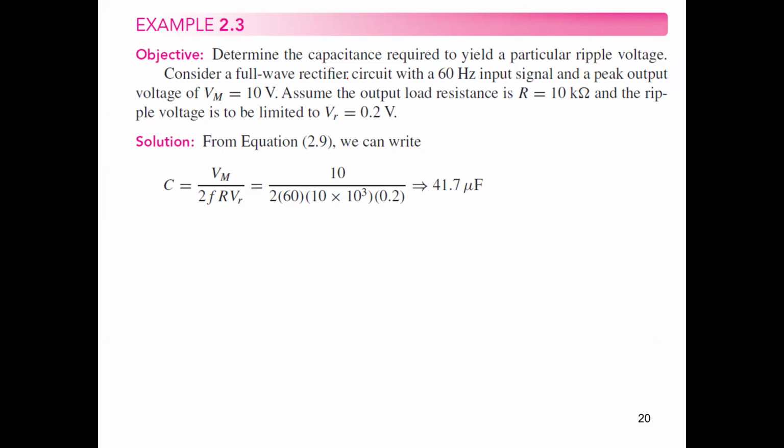Consider a full wave rectifier with 60 hertz supply input frequency and a peak output voltage of 10 volts. So the maximum voltage is 10 volts. Assume that the output load resistance is 10 kilo ohm. The ripple voltage is to be limited to VR equals 0.2 volts. So in this example, it gives 0.2 volt as a maximum, or as a limit or constraint, for your design.